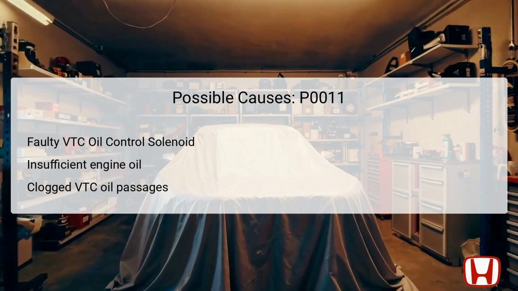Several potential causes can lead to the P0011 error code. A faulty VTC oil control solenoid valve A is a primary suspect. If it is malfunctioning, it may fail to manage the oil flow necessary for VTC operations. Additionally, insufficient engine oil can exacerbate the issue. Low levels may prevent adequate lubrication and hydraulic pressure needed for the system to function correctly.